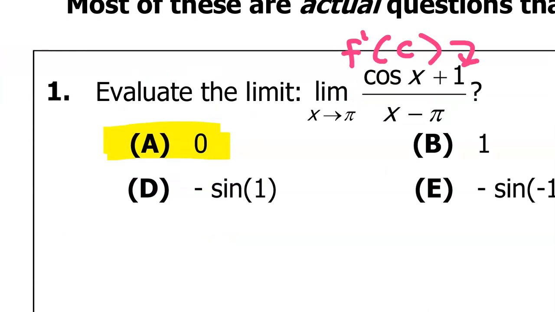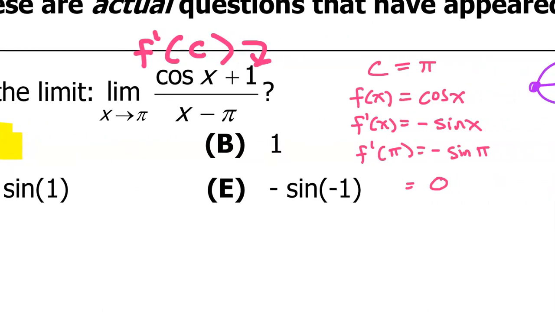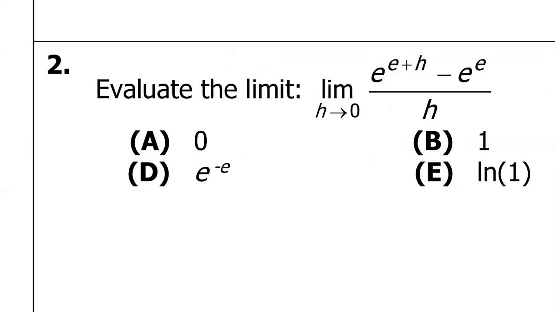The moral of the story is that for a limit like this, rather than trying to evaluate the limit directly, it's a lot easier to recognize that this is really a derivative in disguise. So we can just use our derivative rules instead.